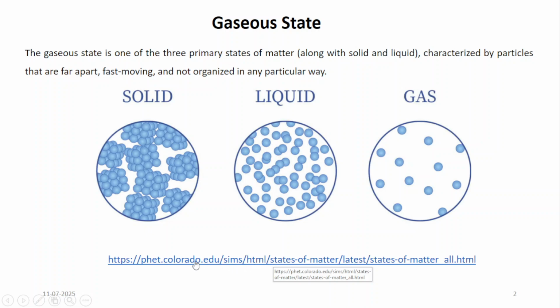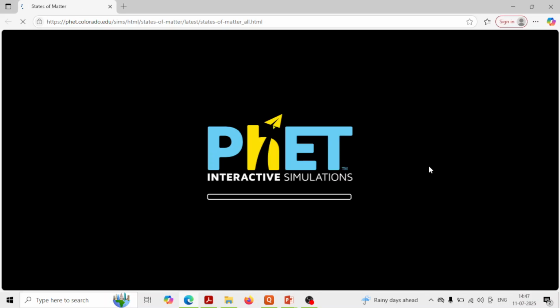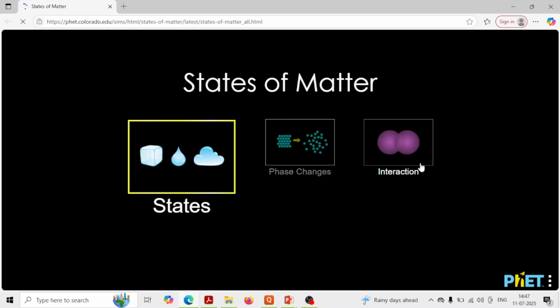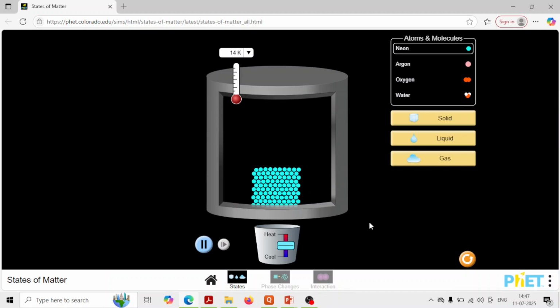We'll understand this through these animated videos. This PhET Colorado is a software wherein you can see various animation simulations. It's an interactive simulation software. You can visualize various things related to gas, liquid, and various organic reactions, physical chemistry reactions, also physics and chemistry. Okay, we'll go to the states.